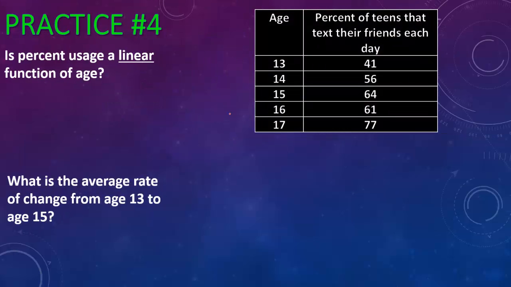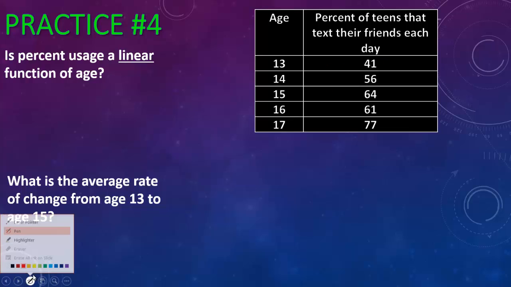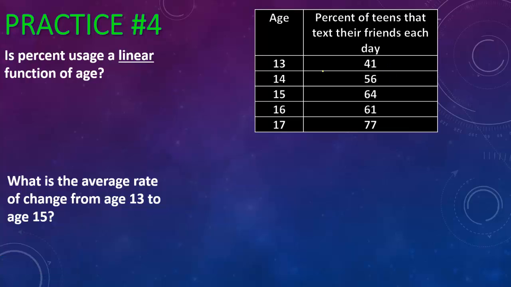All right, so like in this one, is percent usage a linear function of age? So meaning, what that means basically is, if you look at this graph here, is this a function? And the way that you tell that is, okay, well, what's the difference? These are each going up by 1 every time. So if that's the case, it's nice and easy, because then these should be going up by the same amount every time, or down, or whatever. So 41 to 56, that's plus 15. 56 to 64, that's plus 8. So right there, that tells you that that's not a linear function.